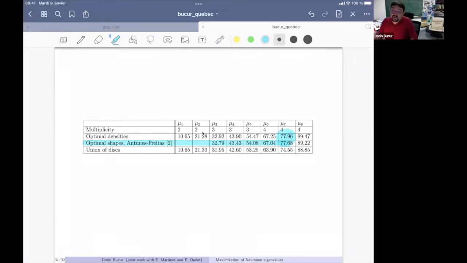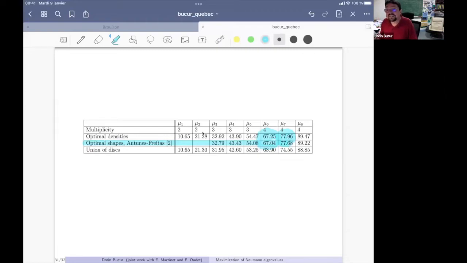We know this for k equal to 1 and 2. We know this is true in one dimension in general, but we don't know otherwise in any other situation. And you see, this is my last slide. So really the values are very close. The question is, is this within the margin of the numerical errors? I don't know, maybe not.